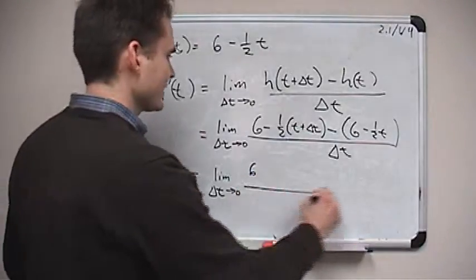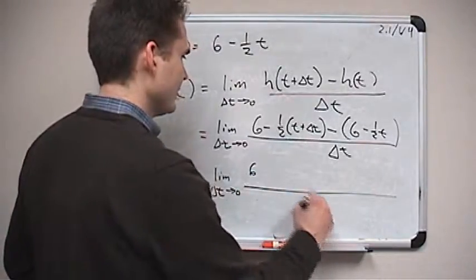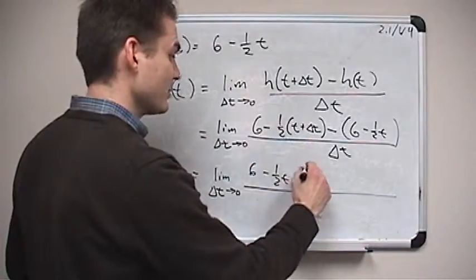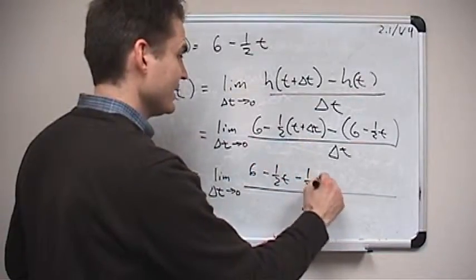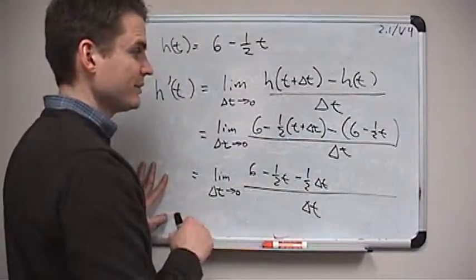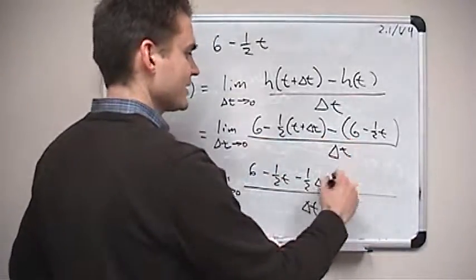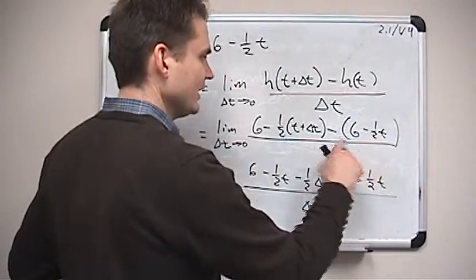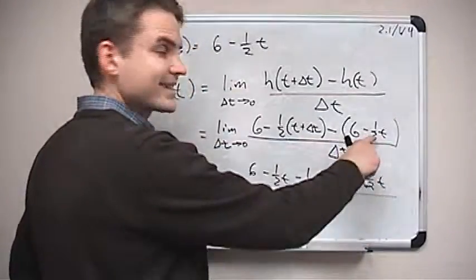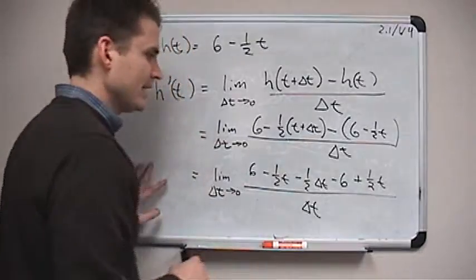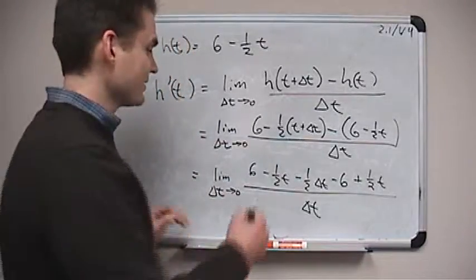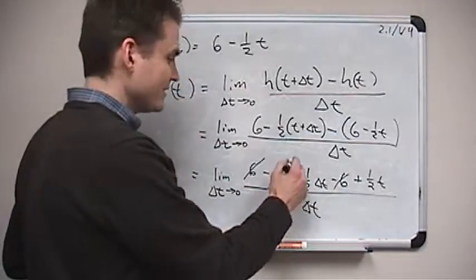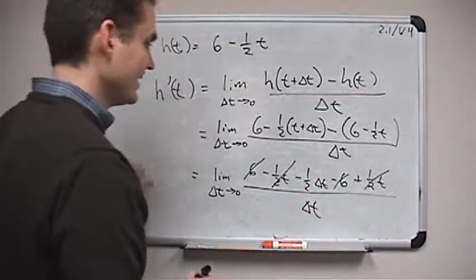We got 6 minus 1/2 t, okay, would be minus 1/2 delta t, just distributed the minus 1/2 into both terms. Okay, minus 6 plus 1/2 t. Okay, again, just distributing the minus sign into the second term as well. And again, a lot of stuff cancels. The 6 and the negative 6 cancel. The negative 1/2 t and the positive 1/2 t cancel.